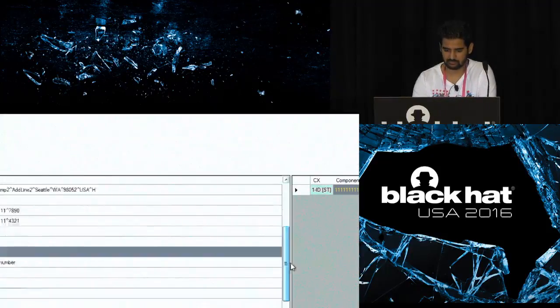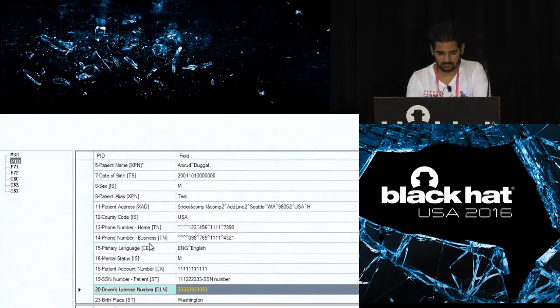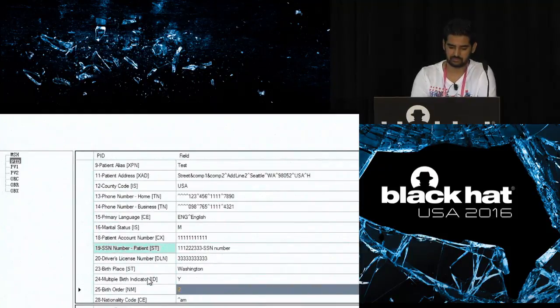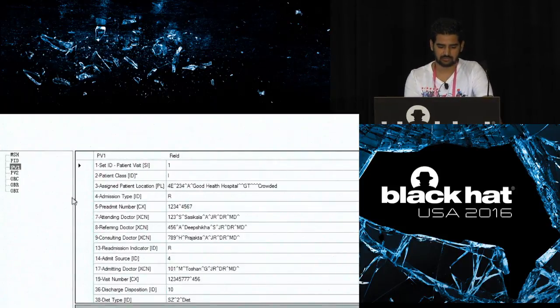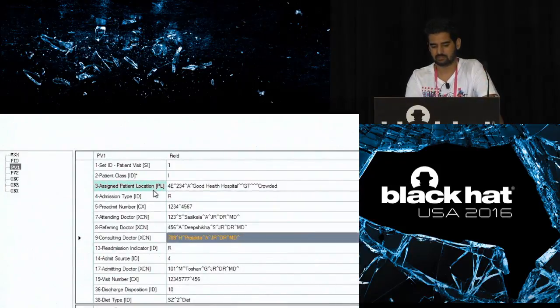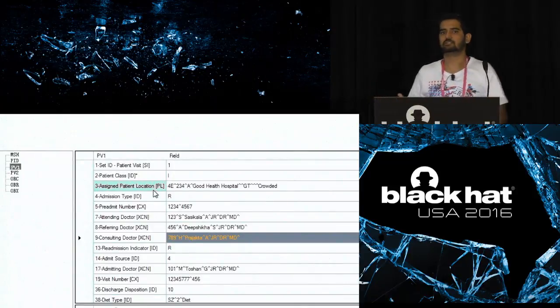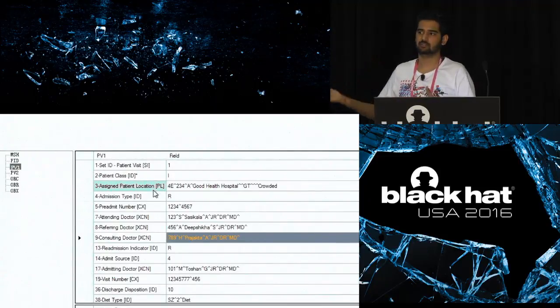If I scroll down, you see here the SSN number, driver license number, birthplace, birth order, nationality. Again, there's a lot of information on this message as well. Again, the patient visit one. So just look at this. You have the attending doctor, registering doctor, and the consulting doctor. This is what the messages in a hospital hold. Why are these messages more sensitive? Because you have all of this information just being sent across like that, right?